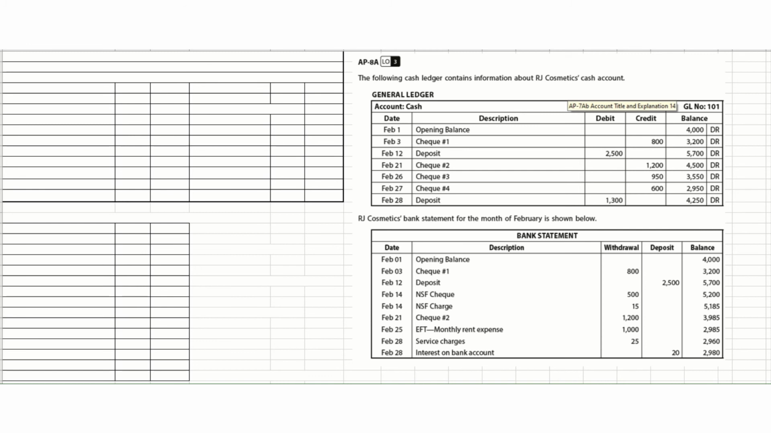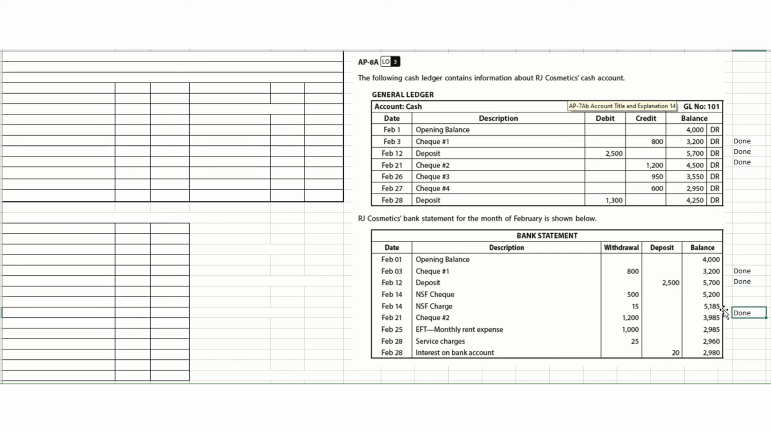So the first step always is to compare the general ledger with the bank statement to identify what actually matches between the two pieces versus what's outstanding. So in this situation, our check number 1 matches to our bank statement. Our deposit here, $2,500, shows on our bank statement as well. Check number 2 for $1,200 matches.